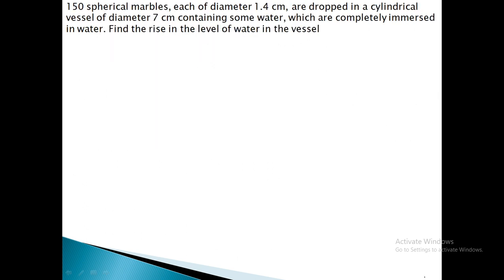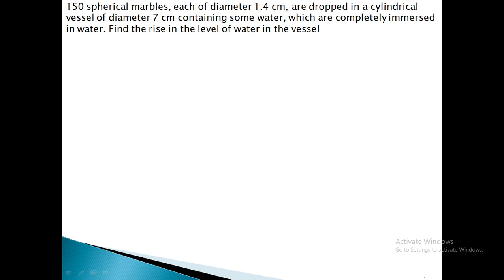Now the next question. In this question we have been given 150 spherical marbles, and one marble's diameter is given as 1.4 centimeter, and all these marbles are dropped in a cylindrical vessel whose diameter is 7 centimeter, and this vessel contains some water, in which the marbles are completely immersed.